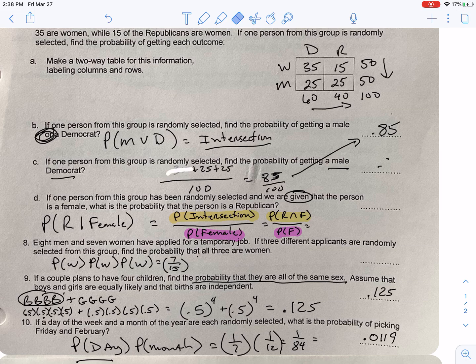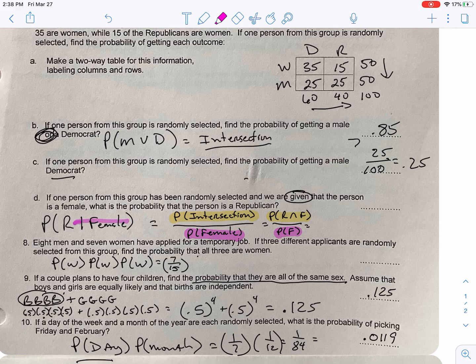Okay? Now, on this next one, if one person from this group is randomly selected, find the probability of getting a male Democrat. Well, there happen to be 25 male Democrats, so it's going to be 25 out of 100, which is simply 0.25.